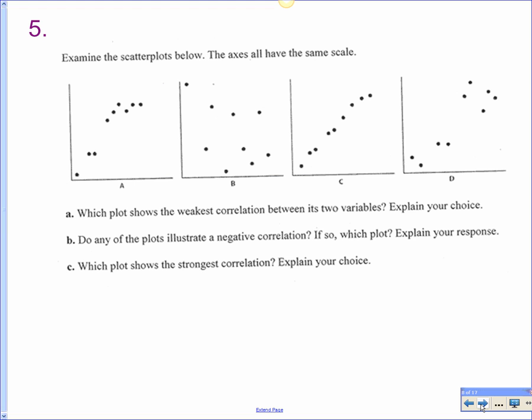Examine the scatter plots below. The axes all have the same scale. This one's not multiple choice. We got to answer each of these questions. A says, which plot shows the weakest correlation between its 2 variables? Explain your choice. Chase, which one do you think shows the weakest correlation? B. And why, Chase? Because they're all spread out.